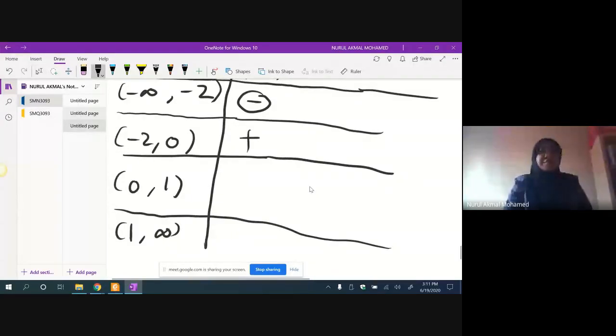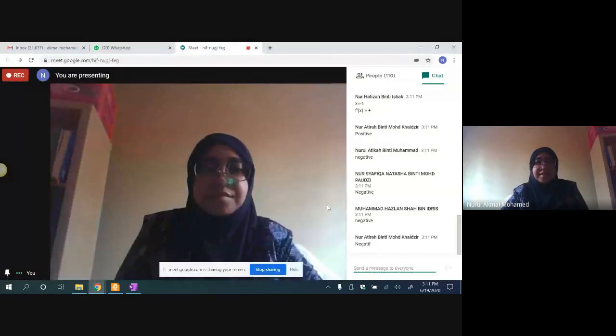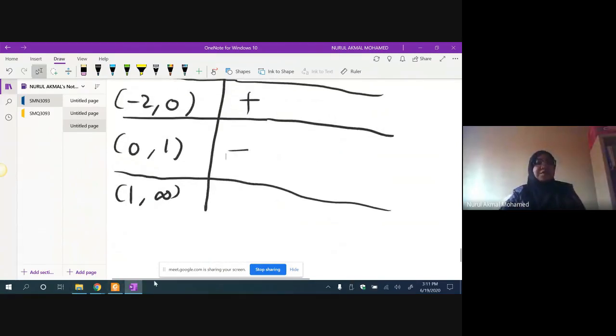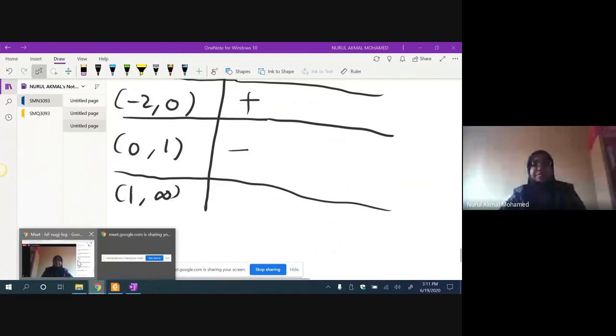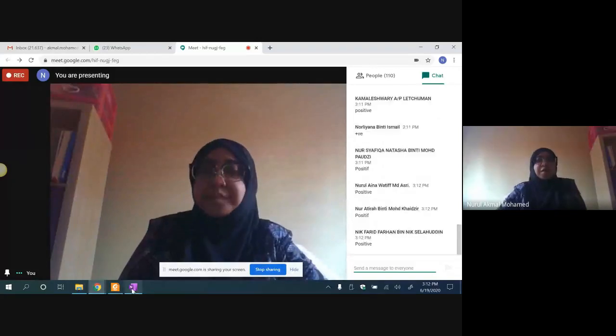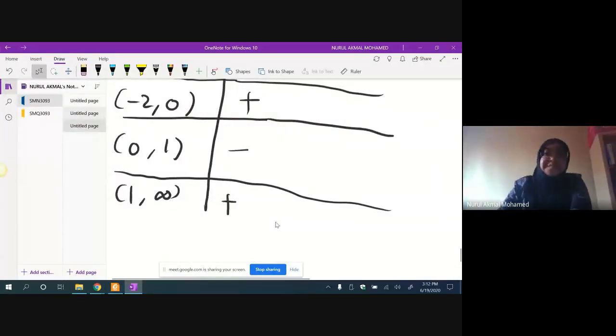What about this one? Let's say you took x equal to 0.5. Negative. This one is negative. And then from 1 up to infinity, you can choose any point here. Let's say you choose x equal to 100, what will be the value? Is it positive or negative? Positive. So this is positive.